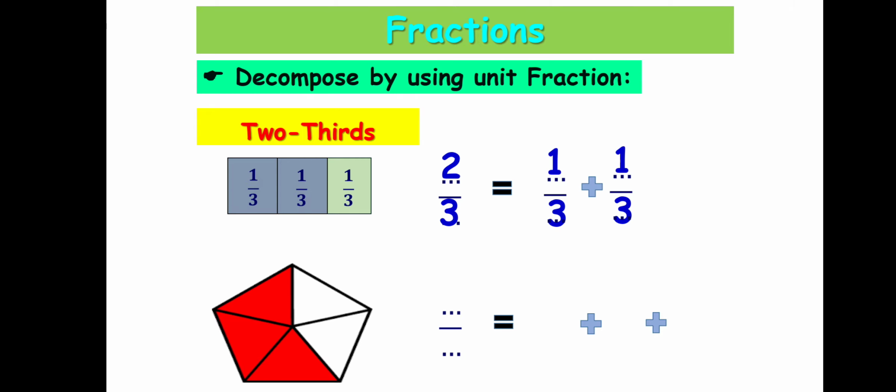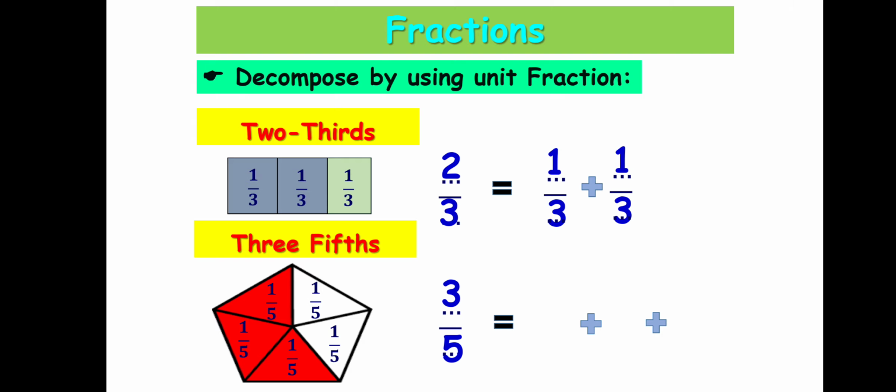And I have 3 colored parts over 5. So I'm going to write 3 over 5. So that's 3/5. How can I decompose it by using unit fractions? Unit fraction means what? Each part of this has 1 over 5, 1 over 5, 1 over 5, 1 over 5, 1 over 5. I will take 3 of them, so it will be 1 over 5 plus 1 over 5 plus 1 over 5. So together they will give me 3/5.